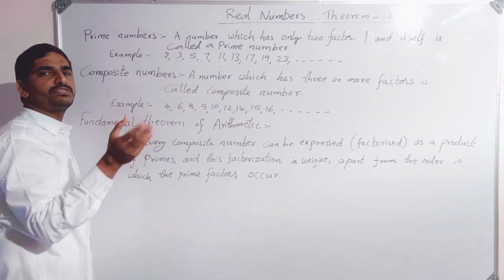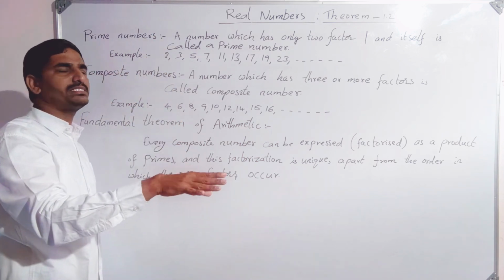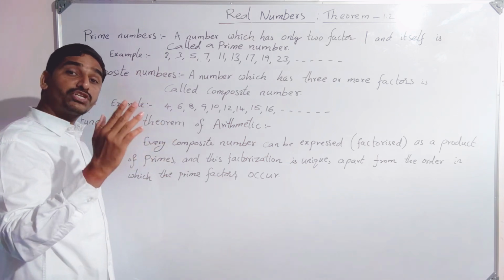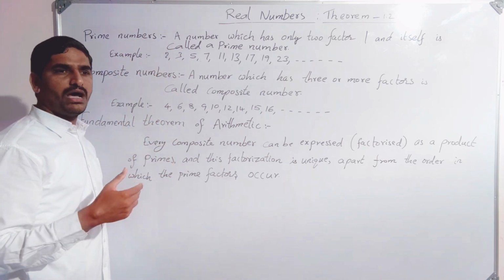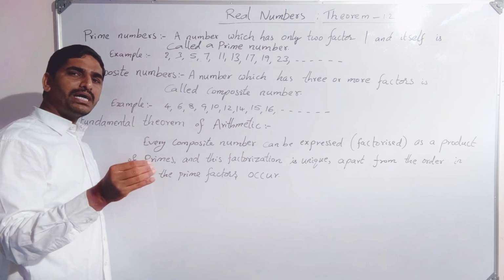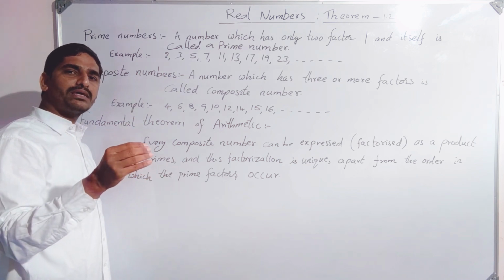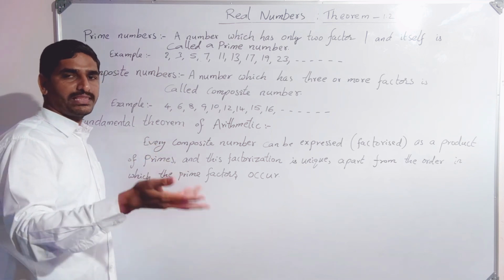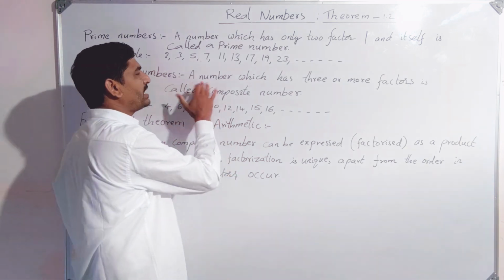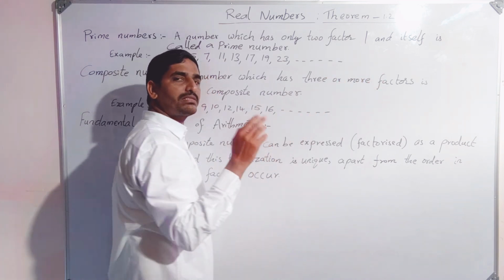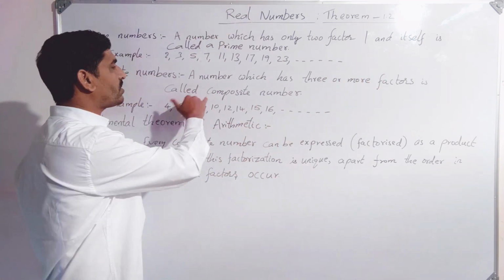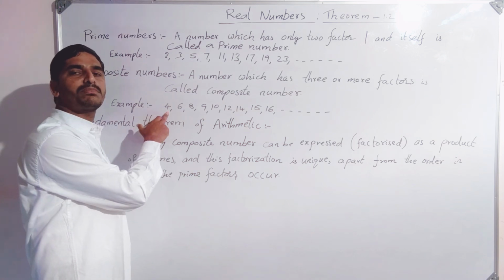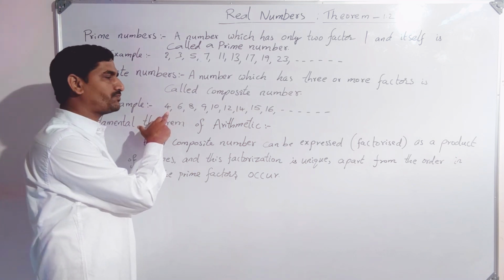Now, a composite number is a number which is not a prime number. Generally we can say a composite number has 3 or more factors, meaning that number should be divisible by another number except 1 and itself. More than that, 3 factors. A number which has 3 or more factors is called a composite number. The smallest composite number is 4.